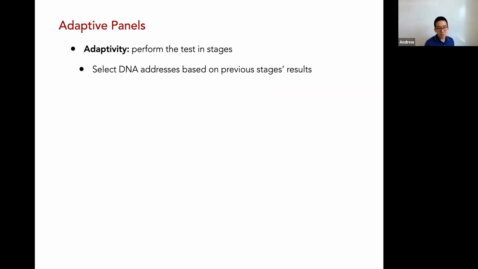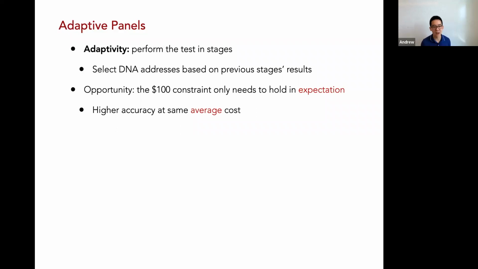The opposite extreme of this is a fully adaptive test, one where we grab somebody's blood, look at a certain address, sequence that and look for a mutation. Whether or not we find a mutation dictates the next address that we look at. More generally, let's perform this test in stages, and the DNA addresses that we look at should depend on what we saw in the previous stages. That's it. That's the same way we use the word adaptive in what we do.